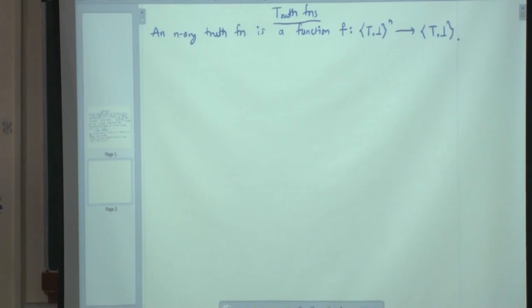How many n-ary truth functions can there be? Number of n-ary truth functions. How do you compute such a number? It is the cardinality of this set of functions from A to B, which is cardinality of codomain to the power cardinality of domain. So, cardinality of codomain is 2. So, 2 to the power 2 to the n. Okay.